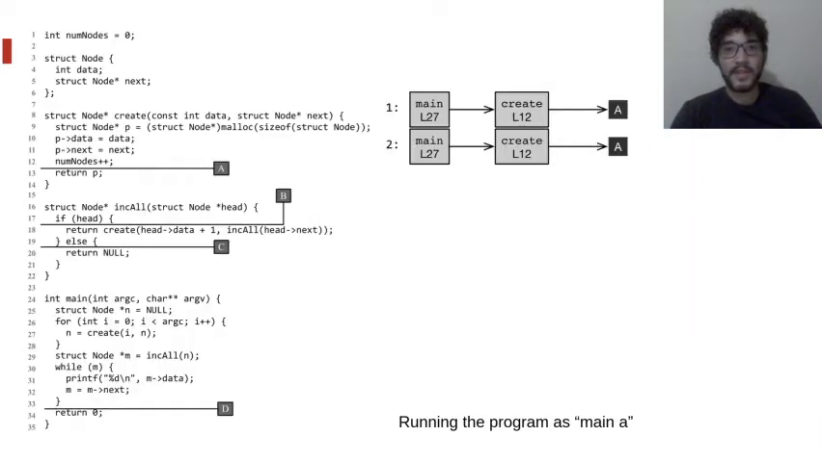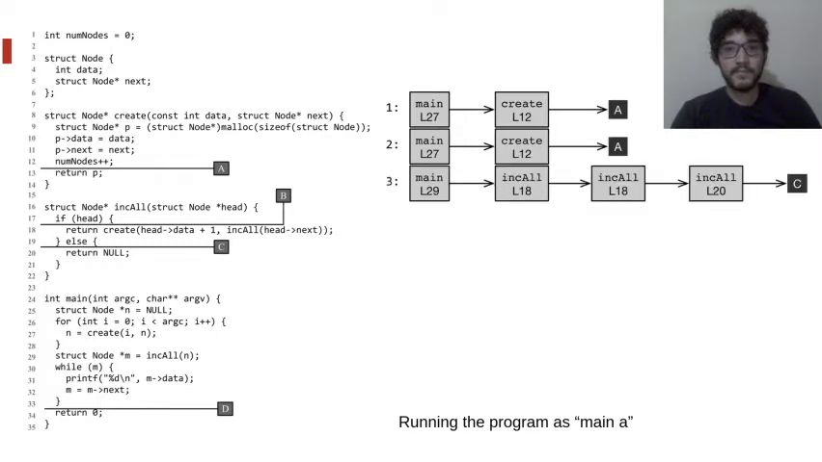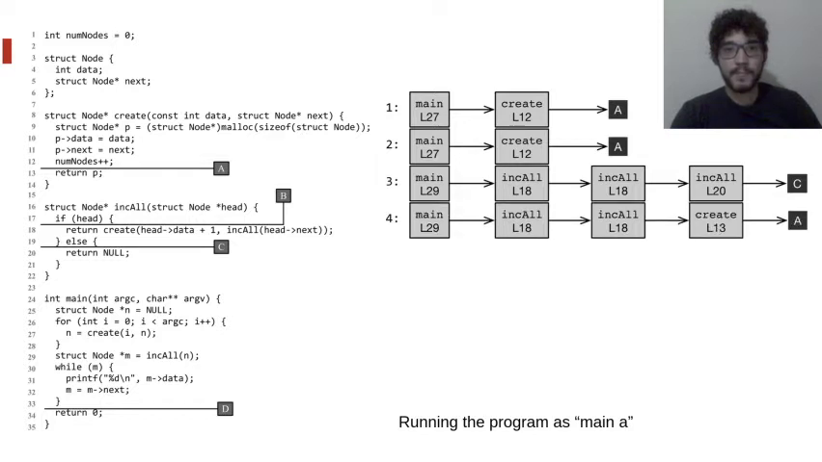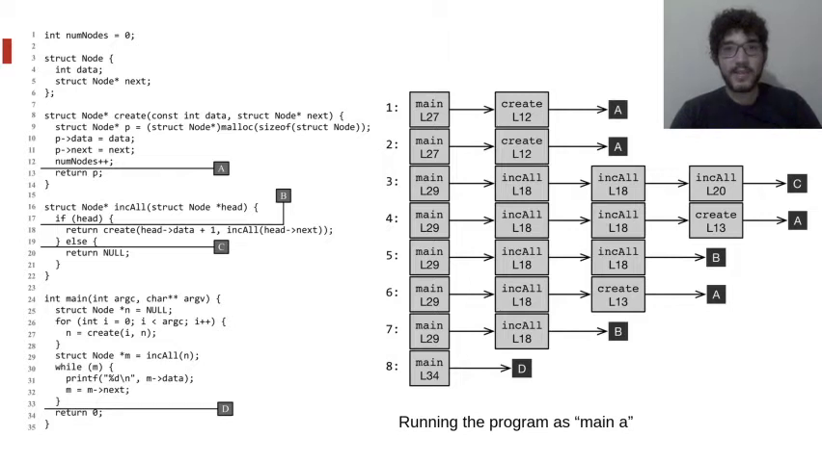If we run this program as main A, the following inspection traces will be constructed. First, we have two calls of create at line 27 in main. Two dynamic inspection points are created from the static point A. In a similar way, we have this trace of recursive calls of incAll until we reach point C, and a trace corresponding to a call of create at line 18. At the end, we have the following inspection traces that form a visual description of the full execution of this program with the string A as input.